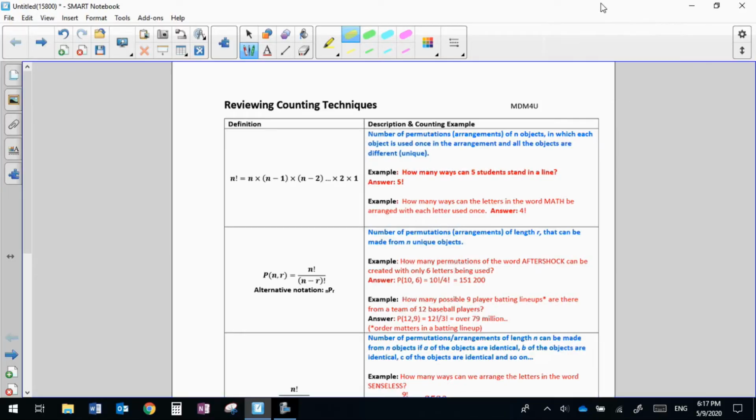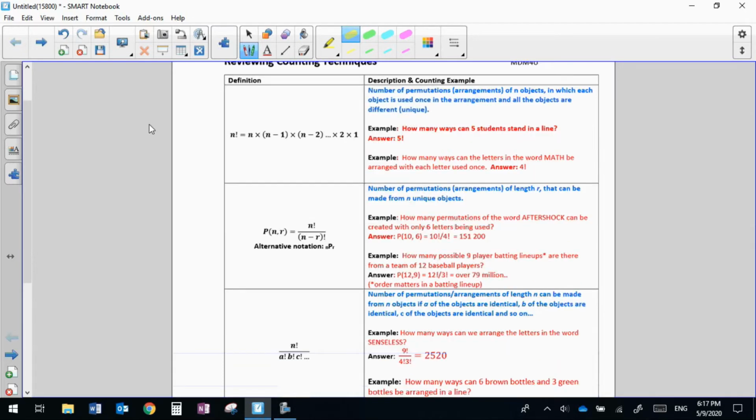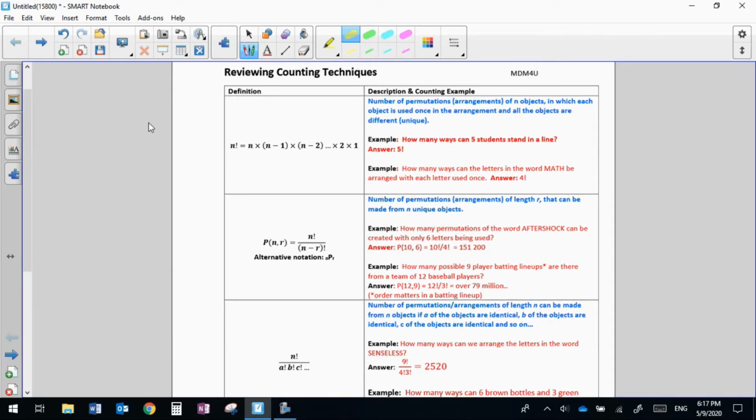So the first thing you'll notice is I've given you a little review table of all the different counting techniques that there are and their associated formulas. And this is all of the formulas that we'll use when we're talking about counting methods. First one being factorial, the formula for n factorial. A factorial basically says how many ways are there to arrange n objects using them all exactly once. So how many ways can 5 students stand in a line? 5 factorial, and so on.